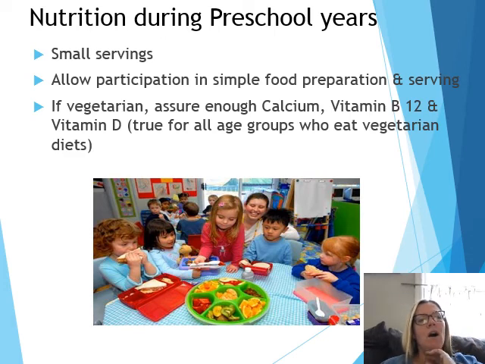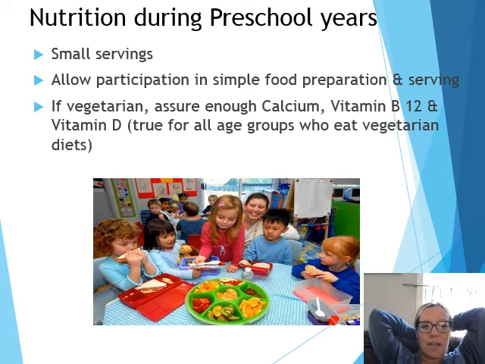Allow for participation in the food preparation. So allow them to maybe put together some of the meals. That's going to help encourage them to want to try it, right? Because they made it, they want to try it. So incorporate them into meal preparation. That's going to help boost those food groups that we want them to eat. If they come from a family where they are vegetarian, we want to make sure that they're getting enough calcium, vitamin B12, and D. Okay, and this is true for all the age groups who are on vegetarian diets. Making sure that we're getting enough of that calcium and vitamin D and B12.